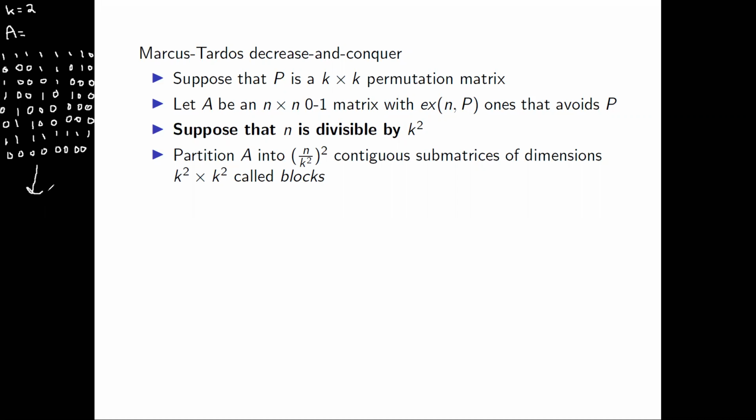Now we're going to map A to a new matrix, B. And in order to find this map, we will partition A into contiguous submatrices of dimensions k squared by k squared called blocks. Here, k squared by k squared is 4 by 4. So our blocks are contiguous: all of their columns are adjacent, all their rows are adjacent. And here's our partition for this matrix A. We define a new matrix B, and we take every block of all zeros and replace it with a 0, and we take every block that is not all zeros and replace it with a 1.